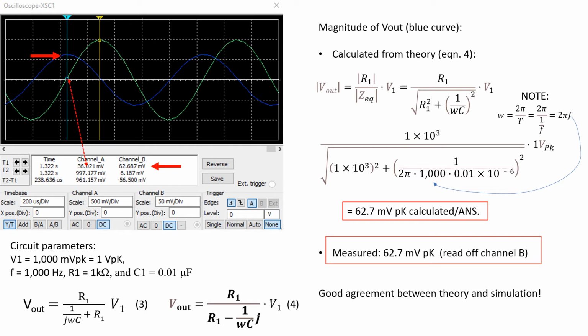Now, the second value for channel A is approximately 997 millivolts, or approximately 1 volt peak, and this is exactly what we expect. Now, we'll discuss the time difference data in the next slide when we calculate the phase angle difference between our blue and green waveforms.